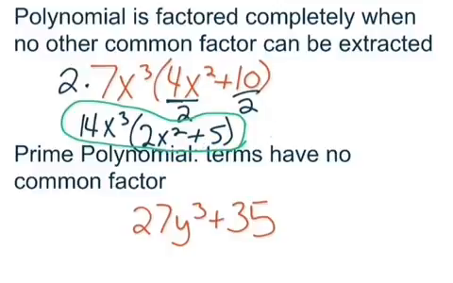A prime polynomial has terms with no common factor. So here's a nice example here, 27y cubed and 35. There are no common factors between those numbers and between the variables, so that would just be prime.